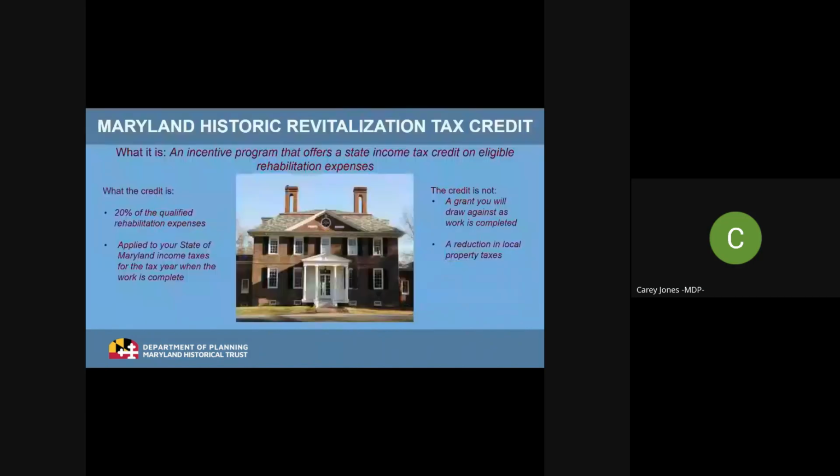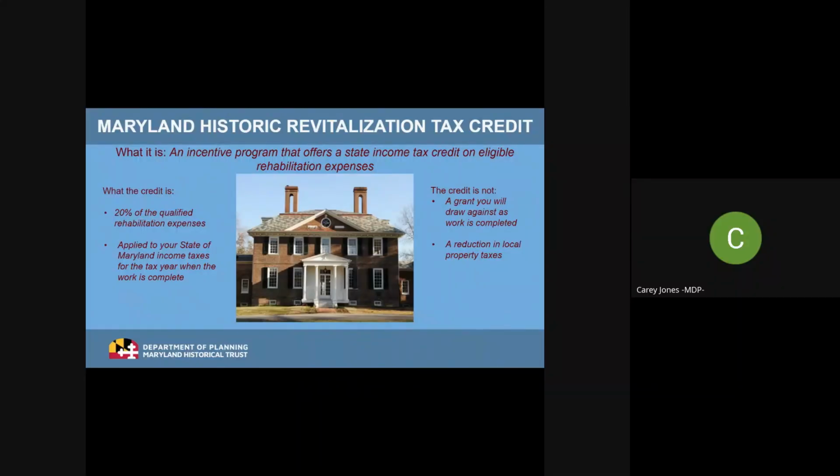Next slide, please. I'm going to talk about the homeowners tax credit today, as it is the primary program that MHT has to support homeowners in maintaining and restoring their historic houses. The tax credit is equal to 20% of the qualified rehabilitation expenses for a project. It is applied to your state of Maryland income taxes for the tax year that the project is complete.